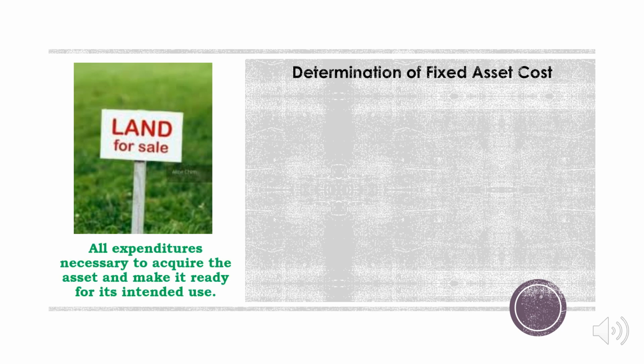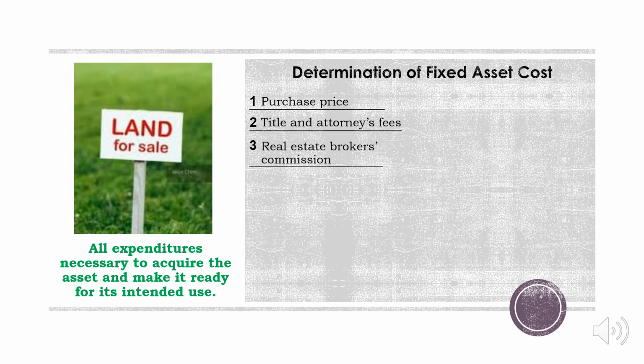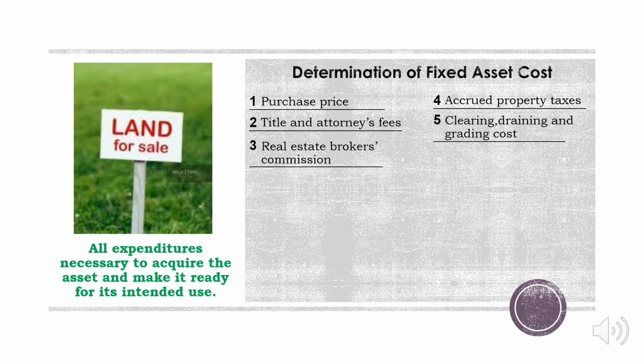How to determine a fixed asset cost? All expenditure necessary to acquire the asset and make it ready for its intended use. Purchase price, title and attorney fees, real estate broker's commission, accrued property tax, clearing, draining, and grading costs, demolition and removal costs.